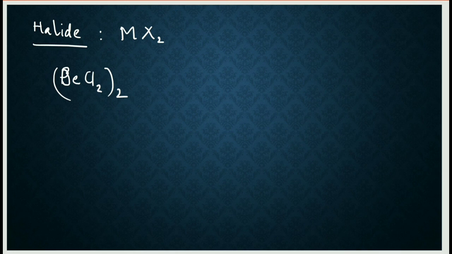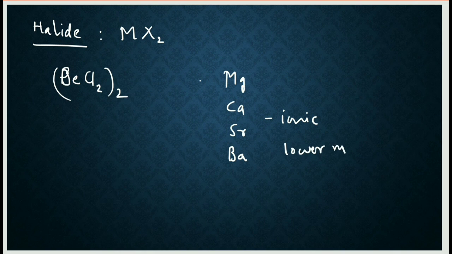I already said polymeric structure can contain 3 center 2 electron bonds. Then chloride, bromide, iodide of magnesium, calcium, strontium, barium are ionic. These are ionic and they have lower melting point and boiling point, and they are soluble in water also. Magnesium iodide or chloride, etc.